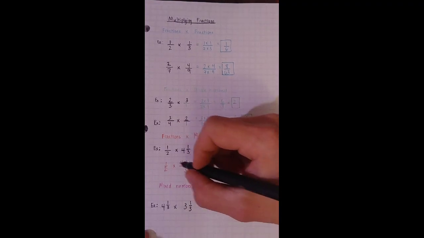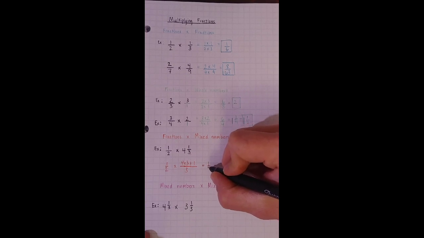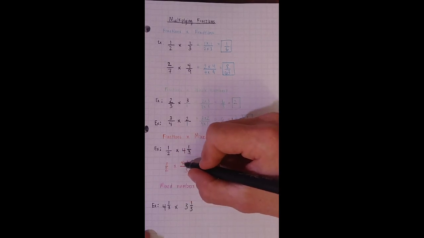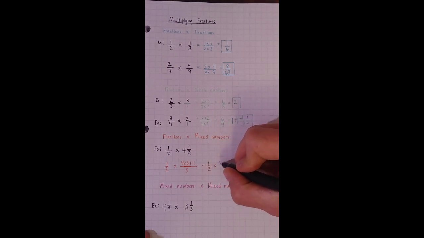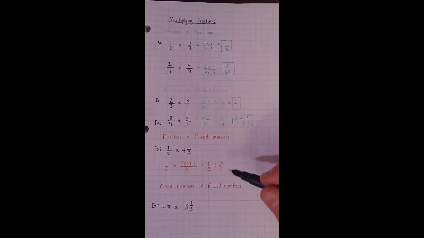So now let's see here. I'm going to rewrite it one more time. 1/2, haven't changed anything yet there. 4 times 3 is 12, and 12 plus 1 is 13. So now I've got 1/2 times 13/3.